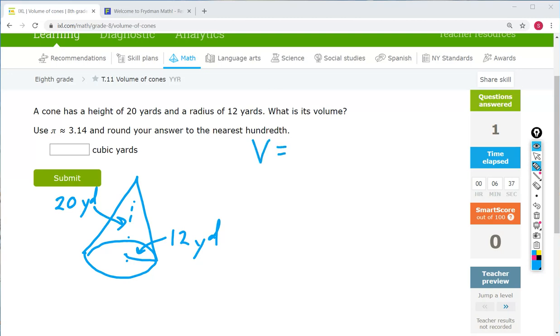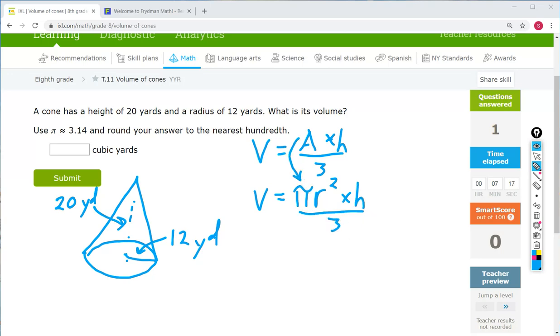Again, volume is equal to the area for any pyramid, including a cone. I'm including cones under the category of pyramids, even though they're not technically pyramids. The volume is equal to the area of the base times the height divided by 3. So the area of a circle is pi r squared, and the radius here is 12. Well, I'll just write pi r squared first, and then... So far all I did was I replaced a with pi r squared.